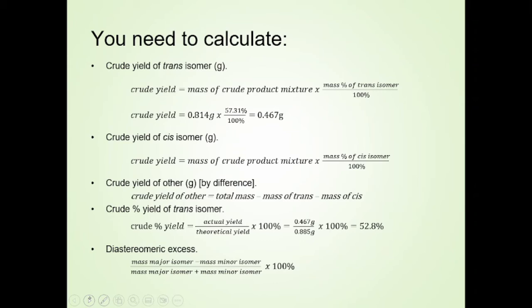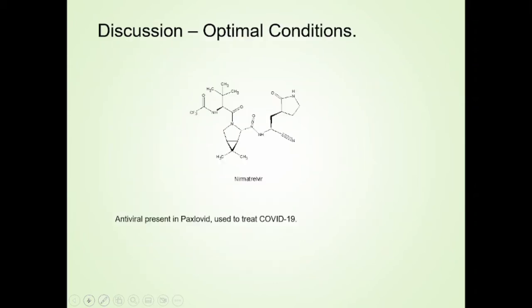All right, we'll talk a little bit more about what's going on with, in particular, the optimization portion. And then I'll put the calculations back up and we can start working on those. This is a drug called nirmatrelvir. It is an antiviral that's present in Paxlovid, which is the drug that's currently used to treat COVID-19. If you get COVID and they decide to treat you with this, you get 300 milligrams twice a day for 5 days.